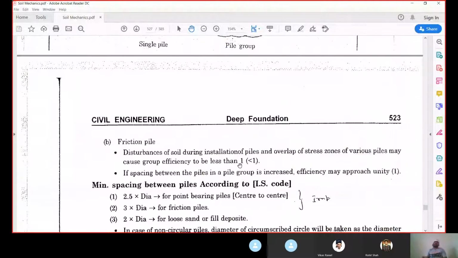There will be a certain minimum spacing between the piles in a pile group in order to have the group efficiency greater than 1. But if you are driving piles too close to each other, you will have your group efficiency less than 1. If the spacing between the piles in a pile group is increased, efficiency may approach unity. Right?